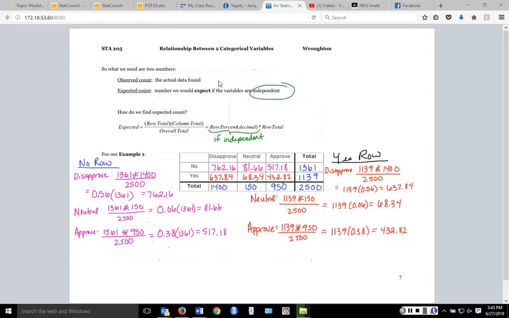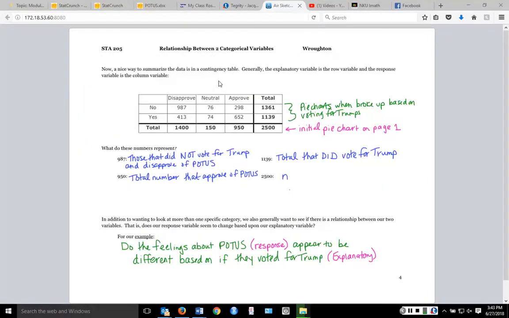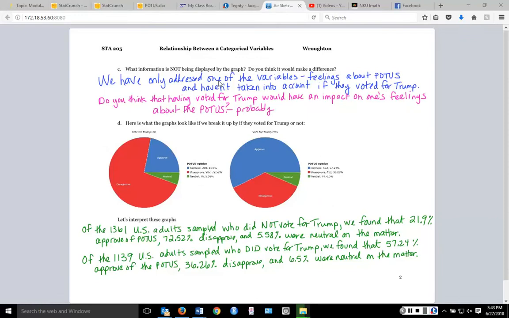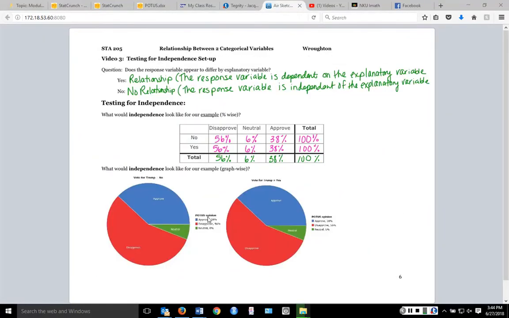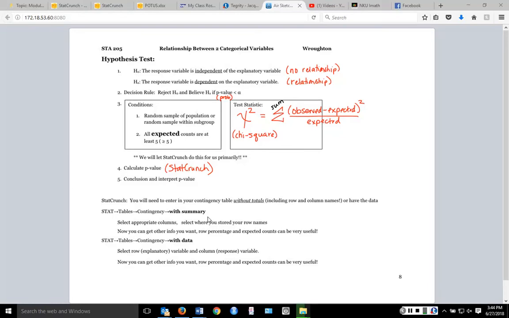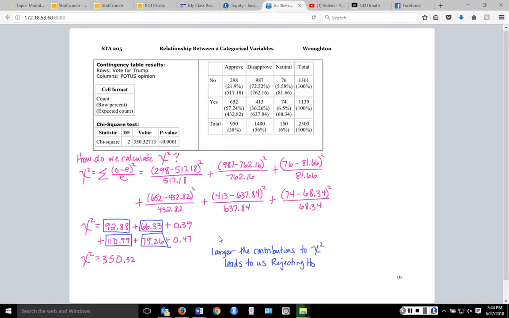Well, let's go way back. When we looked at our data and we had the two pie charts, which pieces from one pie chart to the next look different? Well, the blue pieces look pretty different in size. The red pieces look pretty different in size. The green don't really look all that different. So that's what I'm seeing here as well. So where is there a difference? Where is having voted for Trump having an impact? Well, it's having an impact on our approving or disapproving, but it's not really having an impact on us feeling neutral. And probably not too surprising.